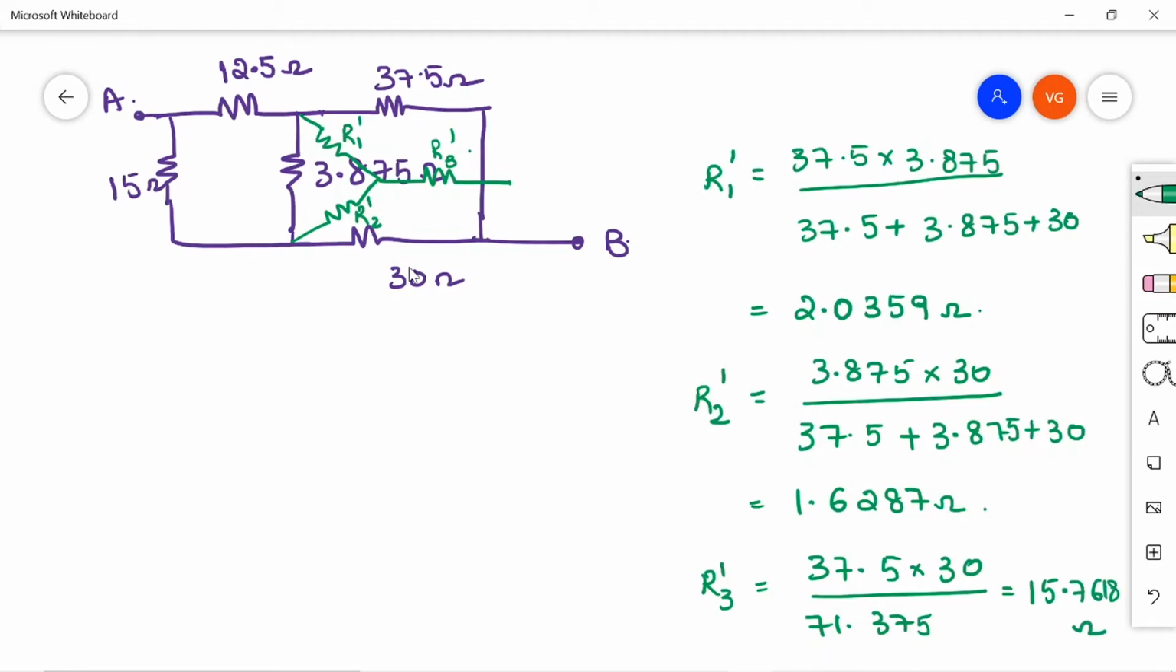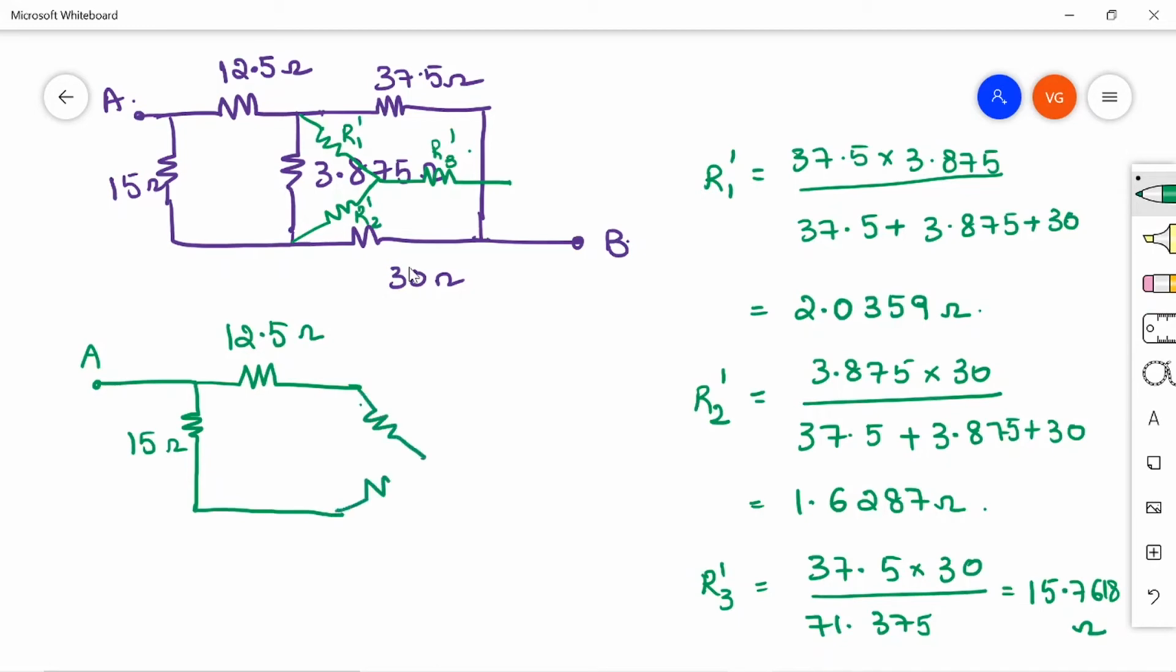So now the circuit will look like this. See, this is my terminal A. From terminal A I have this 15 ohm and then I have this 12.5, right? Then I have this. Now this pi is replaced with the star. So let us draw that star here, or T, right? So this will be the terminal B, as I have simplified. So this is my R1 dash, R2 dash and R3 dash.